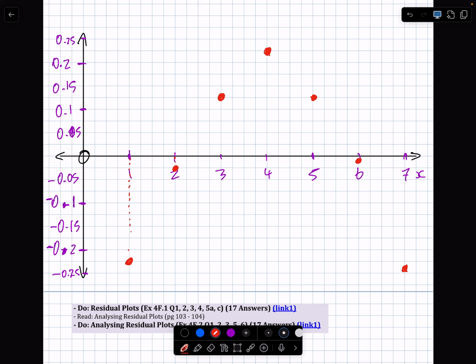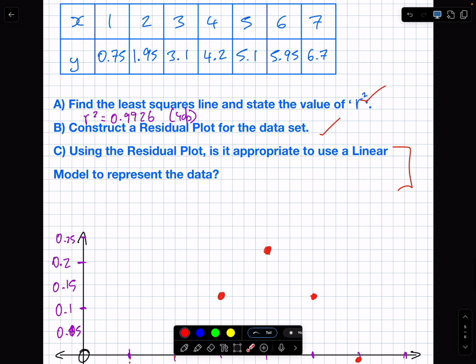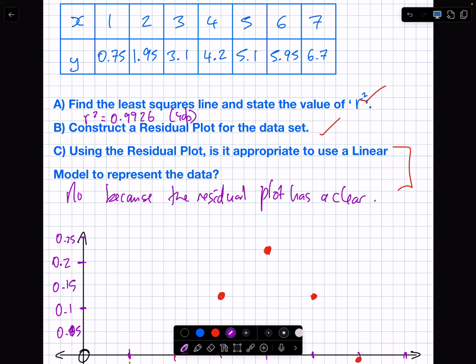Is there a pattern to the residual that we just drew? Can you see a sad face there? It's not random. It starts off low. It goes up even higher. There's a peak. Then it comes back down. So what's our interpretation of that? Linear is not going to be okay. So that's the answer to C. Using the residual plot, is it appropriate to use a line model to represent the data? No, because the residual plot has a clear pattern.